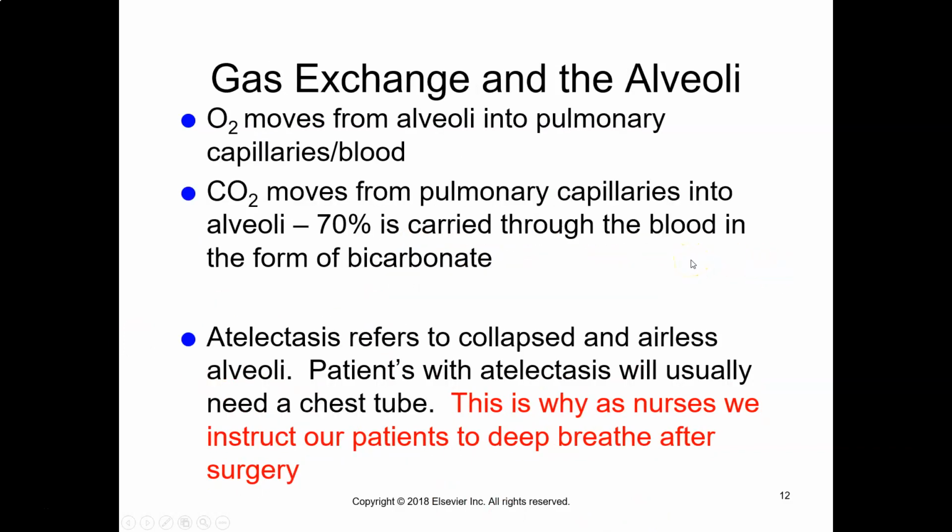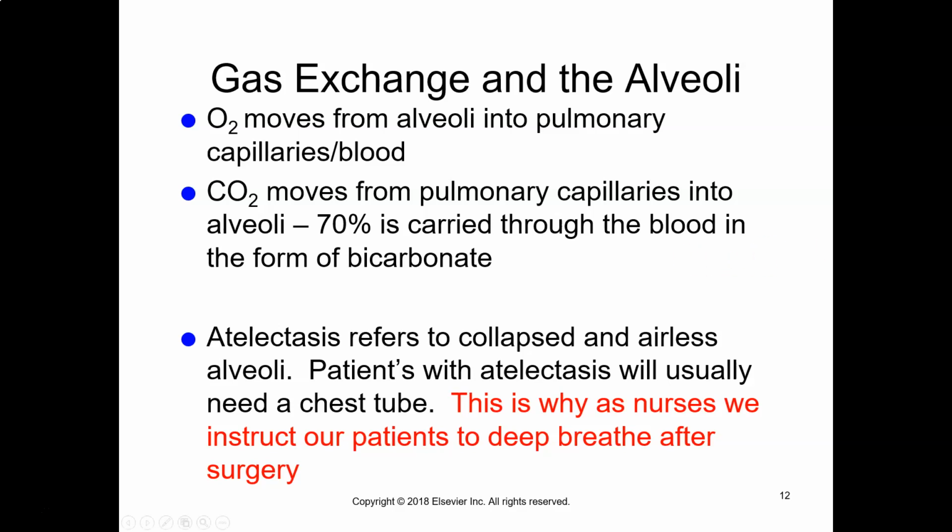Oxygen moves from the alveoli into the pulmonary capillaries, or into the blood, and carbon dioxide moves from the pulmonary capillaries into the alveoli. 70% is carried through the blood in the form of bicarbonate. So CO2 forms bicarbonate and is carried through the blood. And oxygen goes into the pulmonary capillaries.